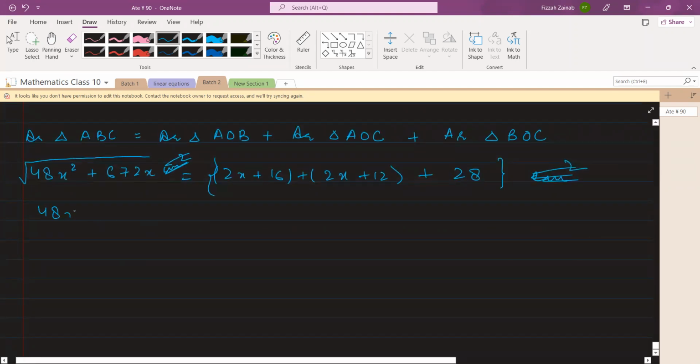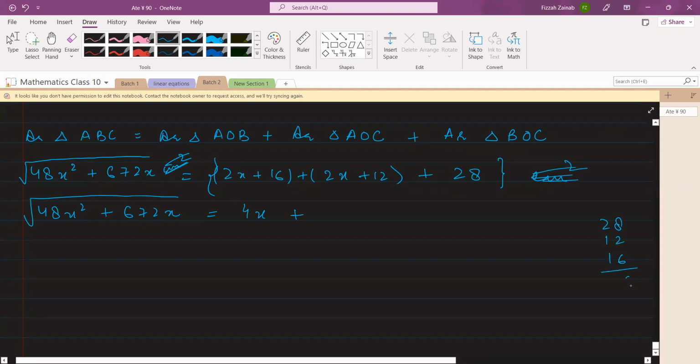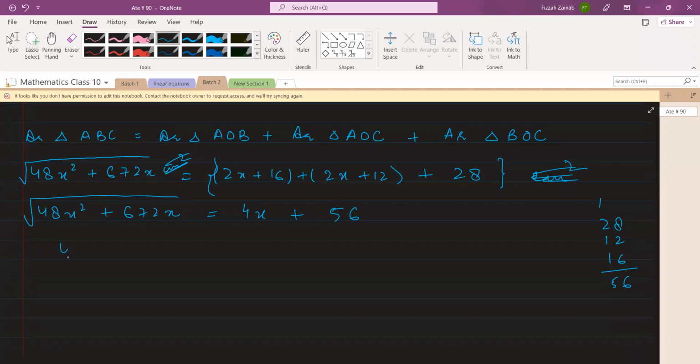So 48x square plus 672x and square root is equal to, so 2x plus 2x, that becomes 4x plus, now you add them, 12 and 16, right? So 56. Am I right? Yes, ma'am. Okay, now square both sides. So I get 48x square plus 672x is equal to 4x plus 56 whole square.